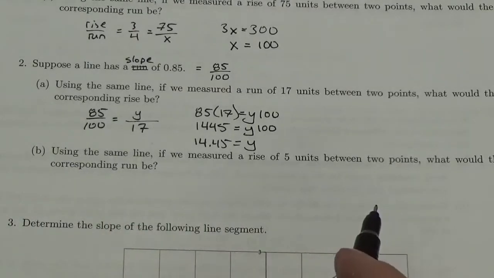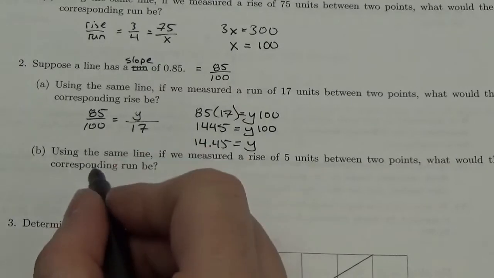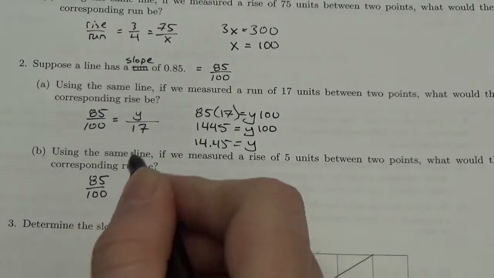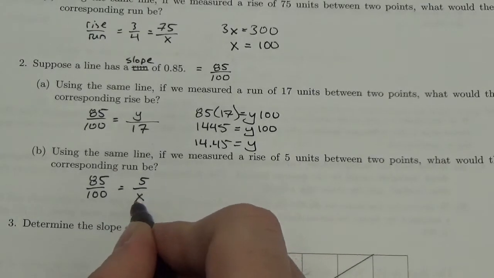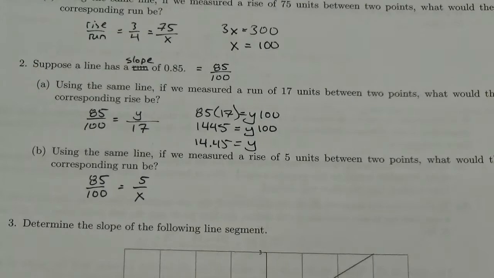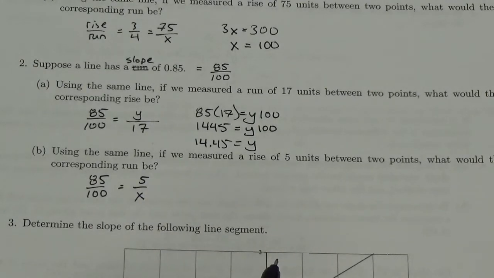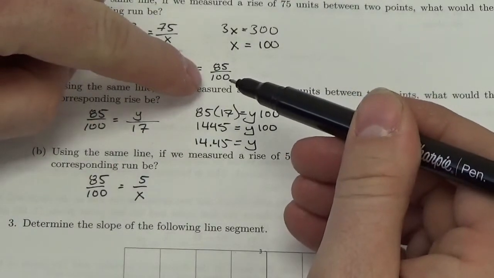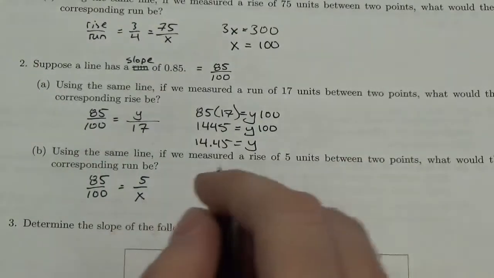If we use the same line and we measure a rise of 5 units, what would we expect the corresponding run to be? Well, let's set up the ratio again. 85 over 100 is going to equal, now my rise is 5, so I'm going to put an x down here for my run. Now, I expect my answer here to be a little bit bigger than 5, just because of the way this works, where the numerator is a little bit smaller than the denominator. So I'm assuming this 5 here is going to be a little bit smaller than my x here.